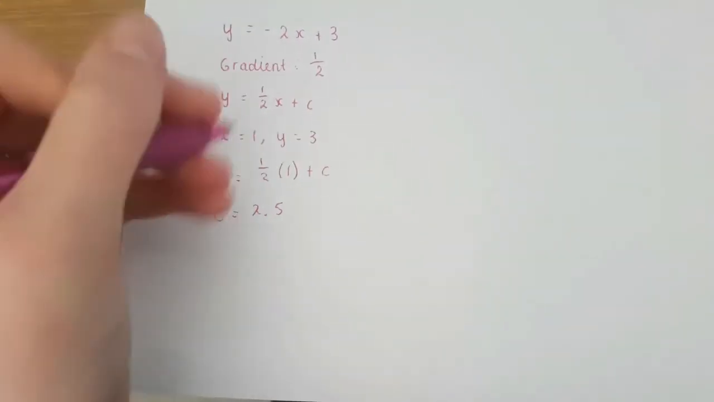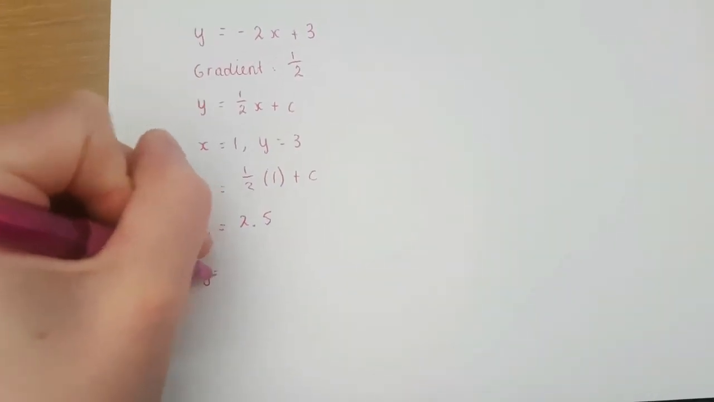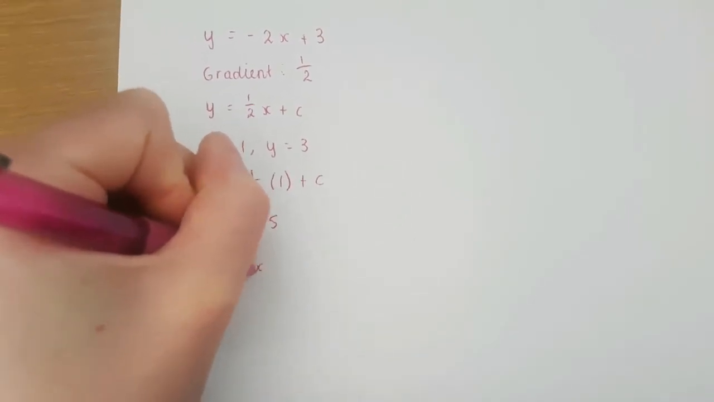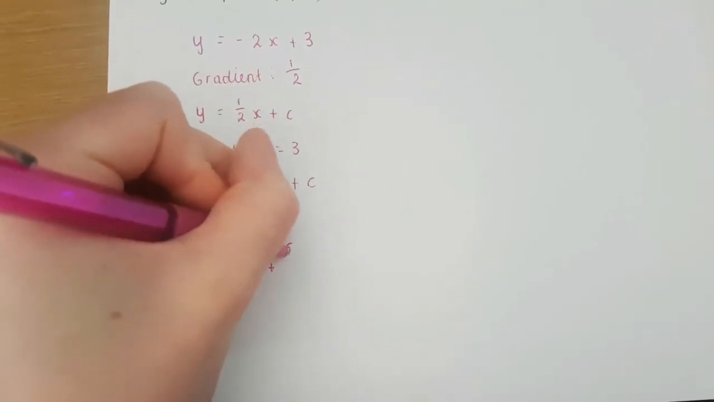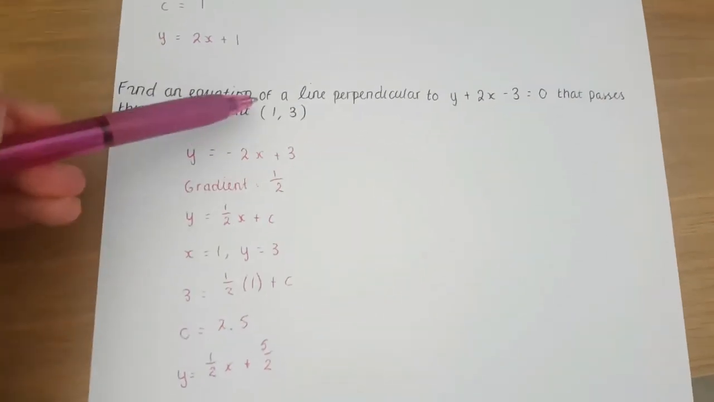Once I have my value of c, I'm going to put it back in. So y is equal to 1/2x plus 5/2. And this is my perpendicular line that goes through the point 1, 3.